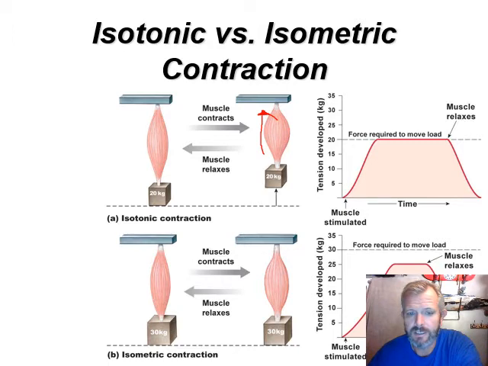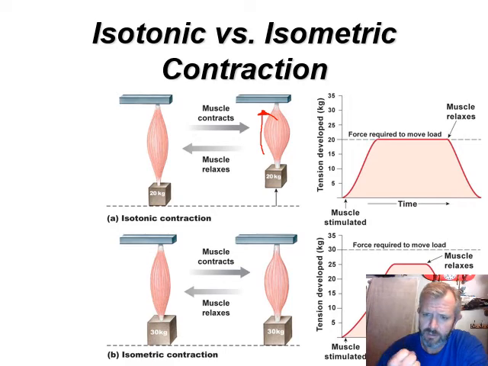And in isometric here, the muscle's contracted, but we're not able to overcome the load, and therefore I'm not creating movement. The muscle is not getting shortened. And so why is this? How can we have contraction but not shortening of the muscle? Remember, there's the contractile component, but there's also the connective tissue component, the elastic component of the muscle.